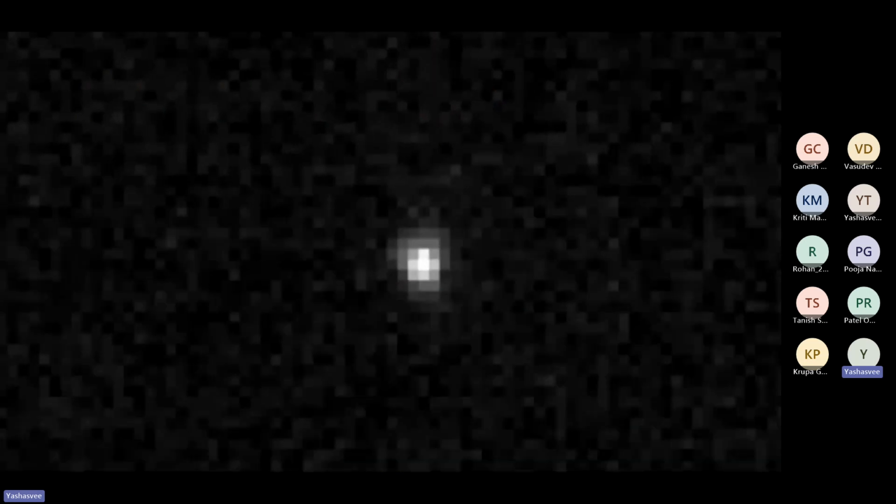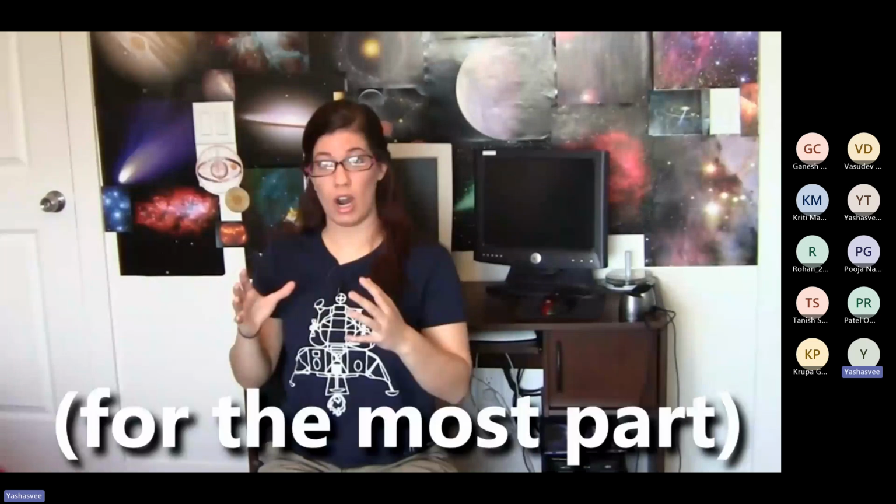So we don't usually see extrasolar planets. We can't directly image them. We can't take pictures of them because compared to the star that they're going around, they're not very bright. So what we do instead is we use indirect methods, non-picture methods to find them.